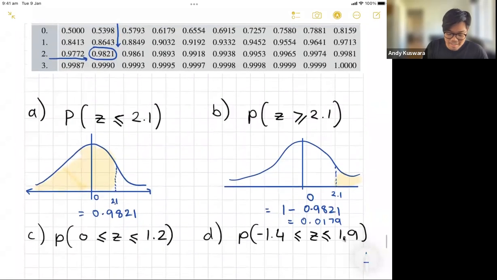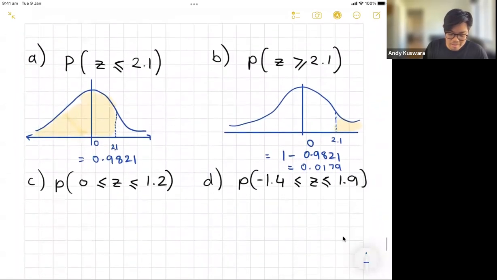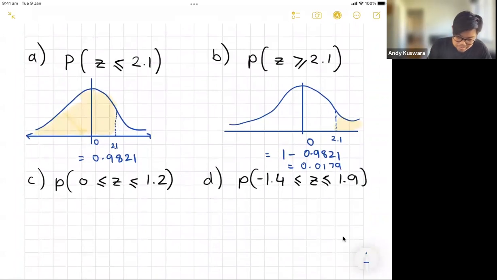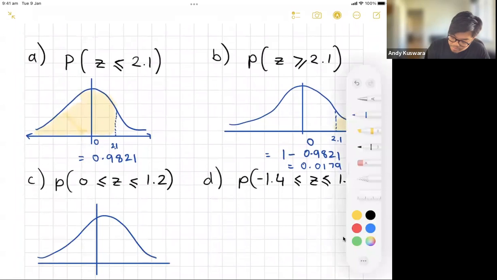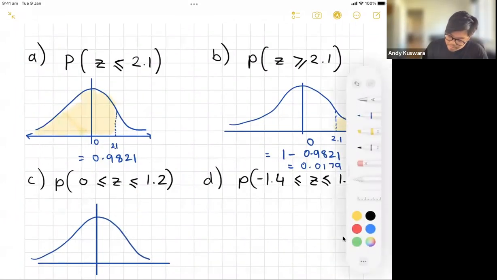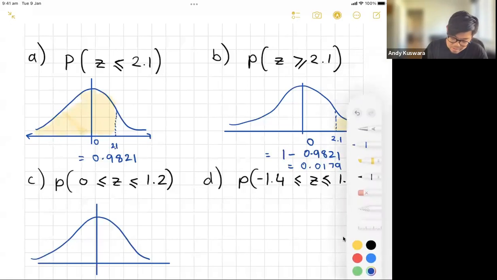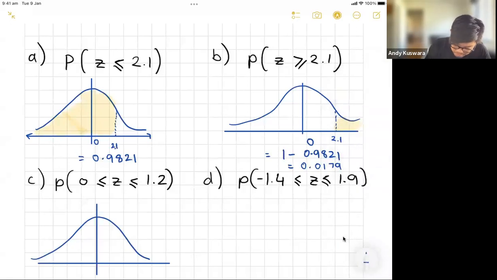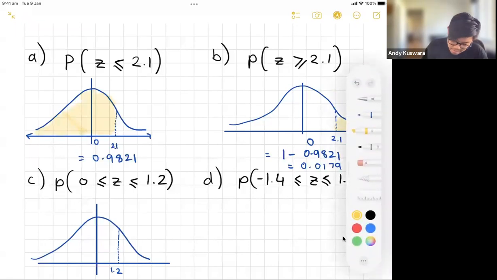Now to continue on here, if I wanted the probability between 0 and 1.2, again, it's going to be slightly different. Draw another bell curve, assuming that I maybe drew it a little bit better. That looks a bit better. And I'm looking between 0 and 1.2. So let's say 1.2 is there. I just know it's positive. And that means I'm looking for this area in here.